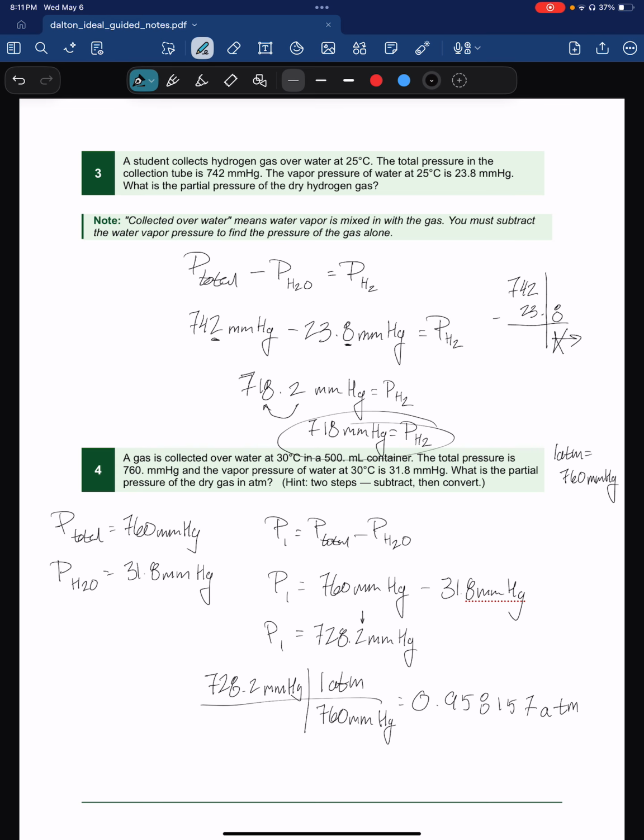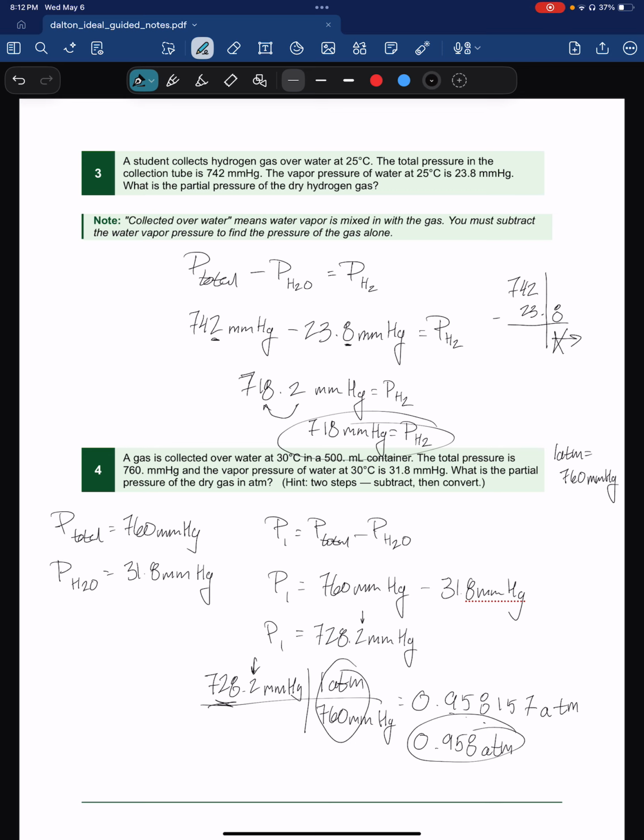Great. Remember, this last digit is not significant. This 760 here is actually exact, so it has an infinite number of significant figures. Because that last digit is not significant, we only have 3 sig figs here. So we got 1, 2, 3. And our answer is 0.958 atmospheres. All right. Well, sorry about that confusion. Hopefully you're getting the idea here that this is pretty easy, pretty straightforward. And so hopefully you're feeling pretty good about this.